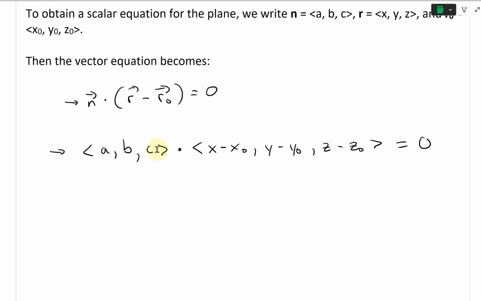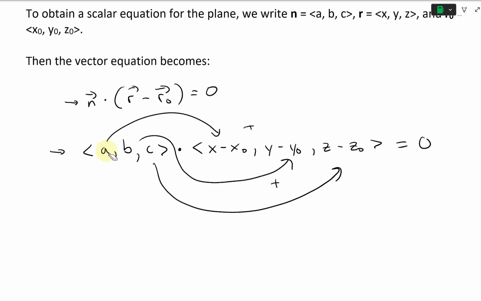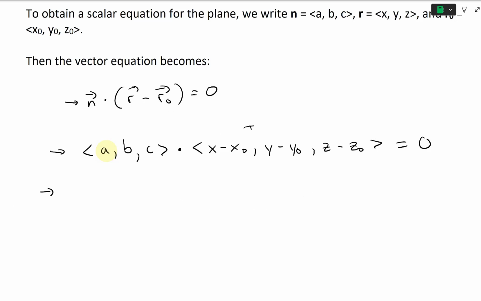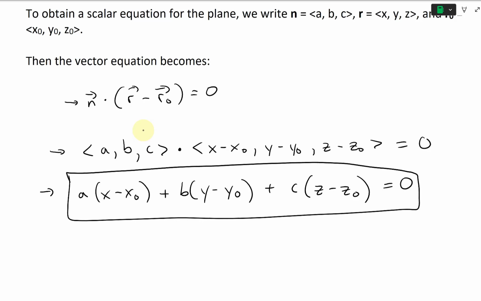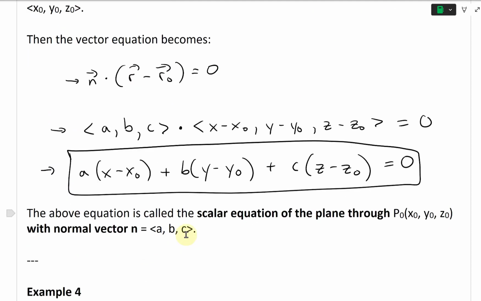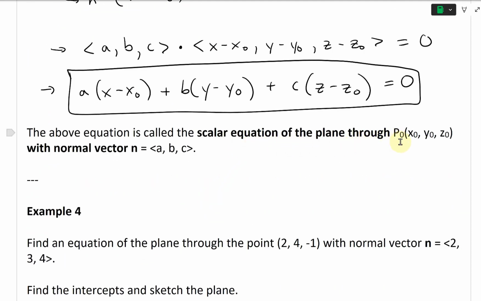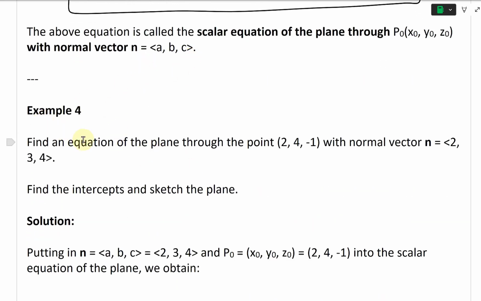And now when you do the dot product, this is just a summation where this multiplies by this, plus this multiplied by this, plus this multiplied by this. So you add them all together. That's going to be a times x minus x naught plus b times y minus y naught plus c times z minus z naught. Now this whole thing equals 0, and there's our scalar equation of a plane, where there's no vectors involved. So this above equation is called the scalar equation of a plane through the point p naught, x naught, y naught, z naught, with normal vector n having a, b, c components.